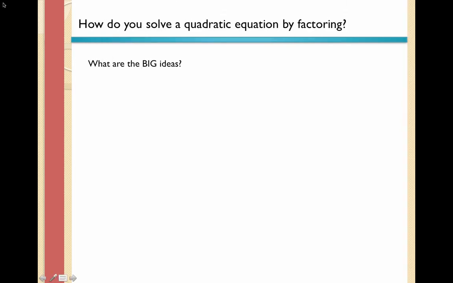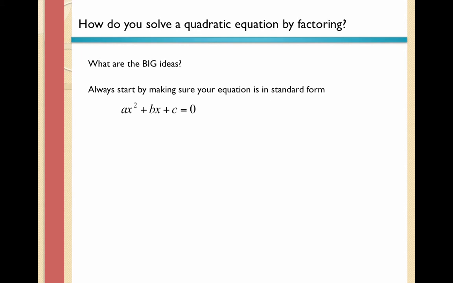How do you solve a quadratic equation by factoring? What are the big ideas that you need to keep in mind? First of all, always start by making sure that your equation is in standard form. And here is an example of standard form. So basically, you have your x squared term first, then your x term, then your constant, and that is equal to 0.